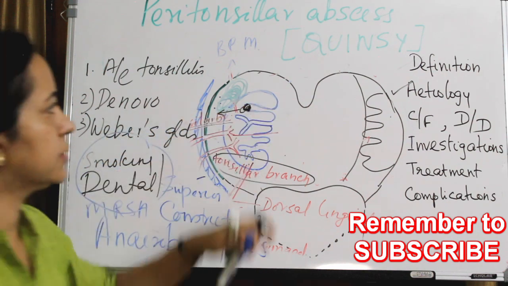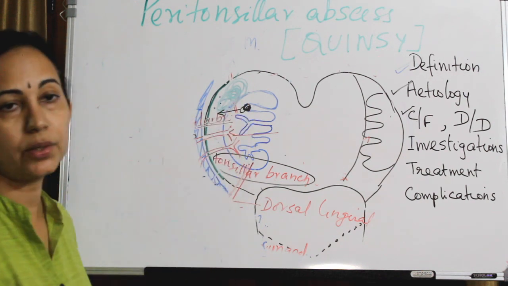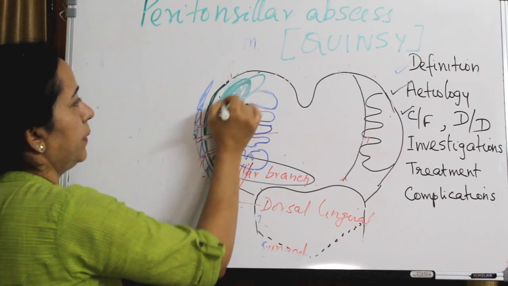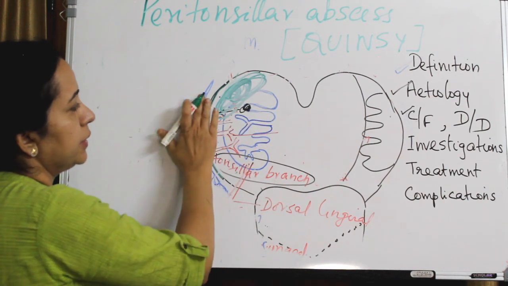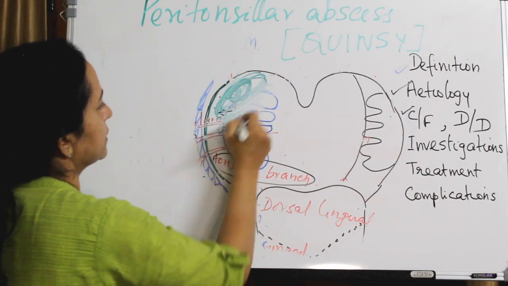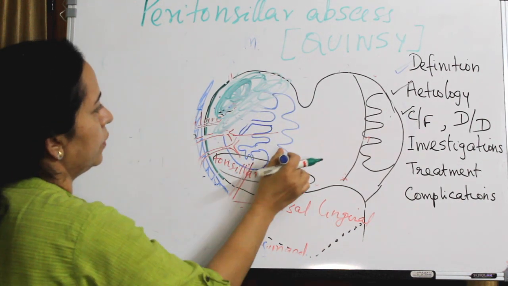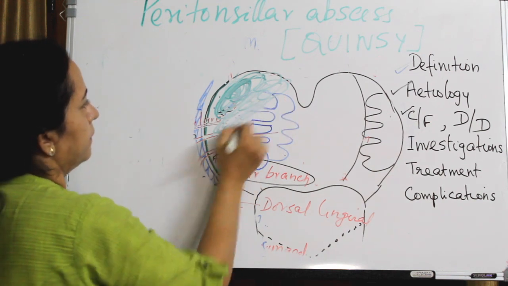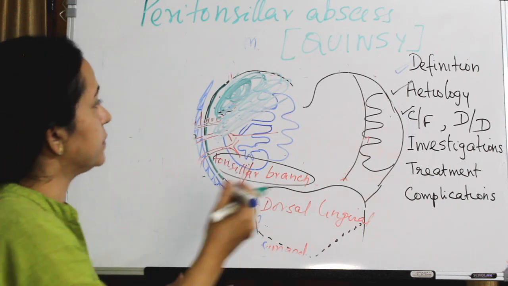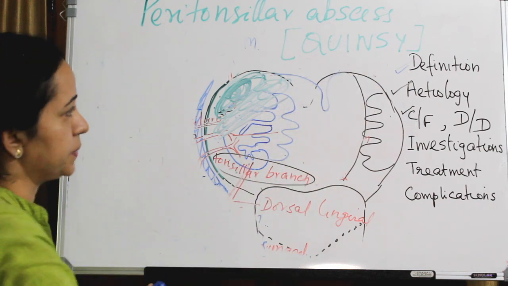So now you know the definition of this and what the etiologies are. So think of pus getting collected in this space, especially towards the upper pole. So what will happen? This tonsil will be pushed medially, isn't it? Pus is getting collected in this. The tonsil will get pushed medially. Okay. And also this soft palate and uvula will become swollen and edematous, and also this uvula will be pushed towards the opposite side.